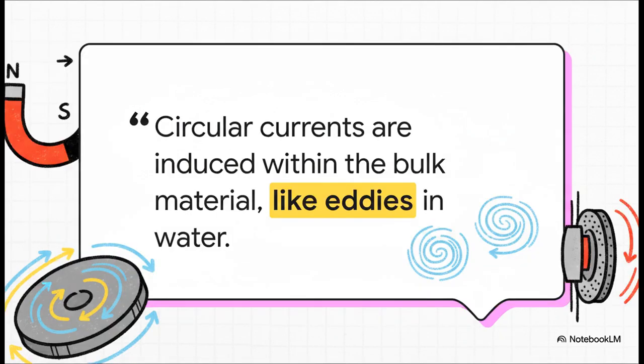A really great way to visualize this is to think of eddies, or whirlpools in water. In our generator, the current flowed in a very defined channel, right? The wire coil. With eddy currents, it's as if little whirlpools of current are forming all over inside the bulk material. They don't have a specific path, so they just swirl.